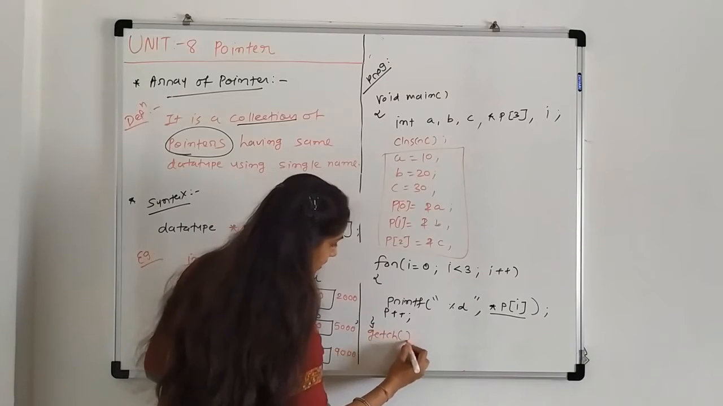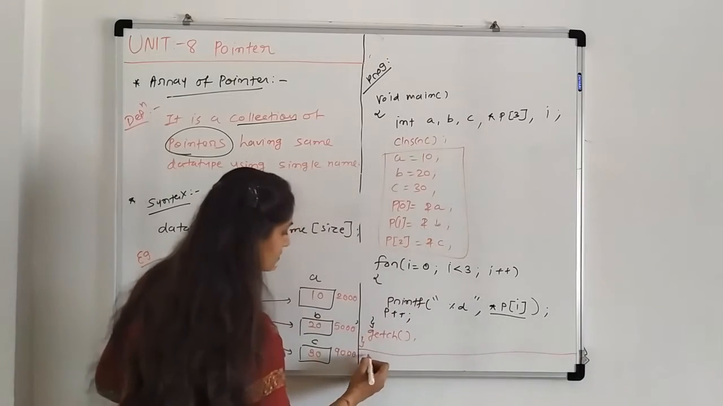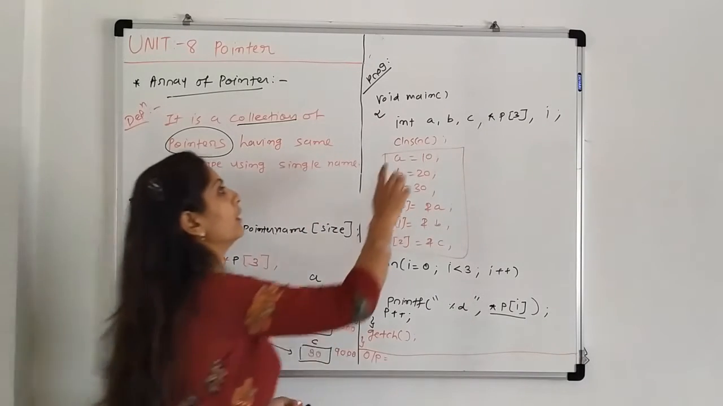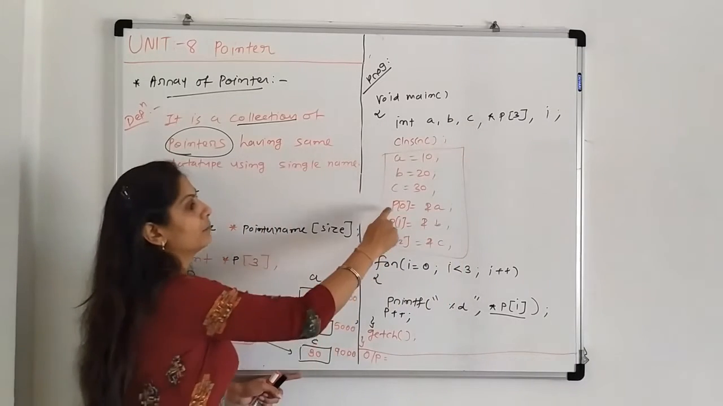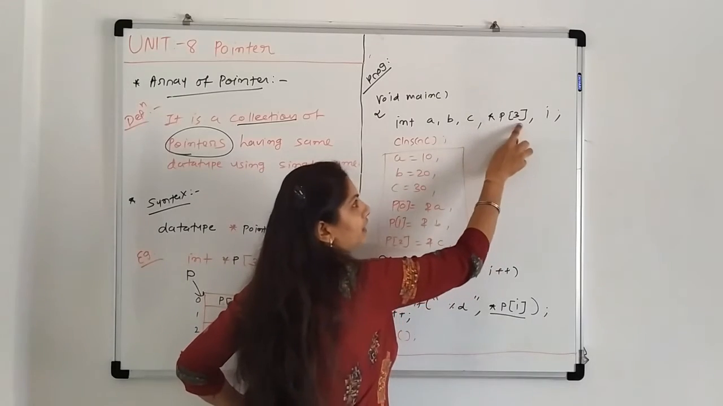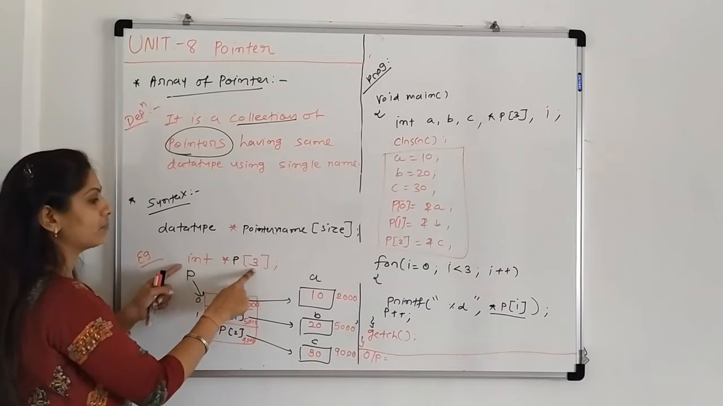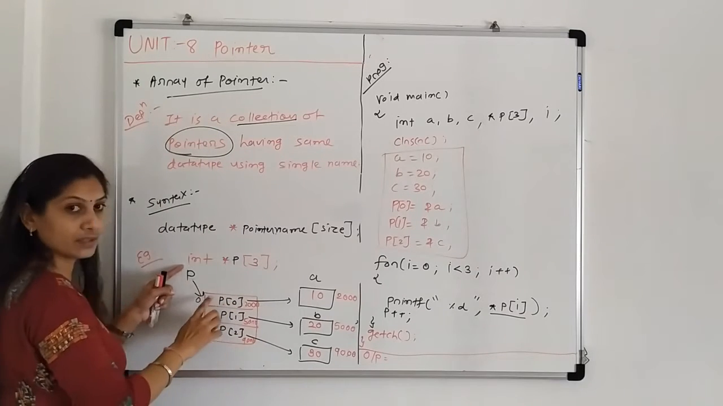Last is getch. So what is the output of this program? A, B, C, 10, 20, 30, that is this. P0, P1, P2, that is from the theory of array of pointer. This indicates what? Integer star P of 3. This is nothing but what? An array of pointer, that is this.